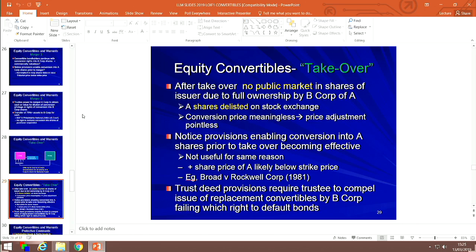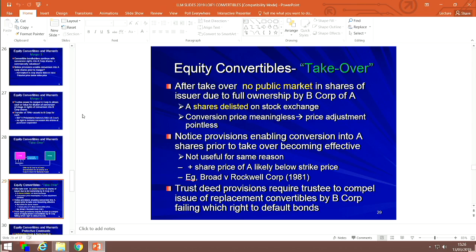Next step that happens is that if a substantial amount of shares, usually even up to 70%, is bought by B Corporation, A's shares are likely to be delisted on the stock exchange, which means the conversion right becomes meaningless because you can't really determine the price of A's shares after it is delisted. Consequently, the price adjustment formula that we've used previously in relation to corporate actions, again, doesn't work. It cannot actually protect the position of the convertible bondholders.